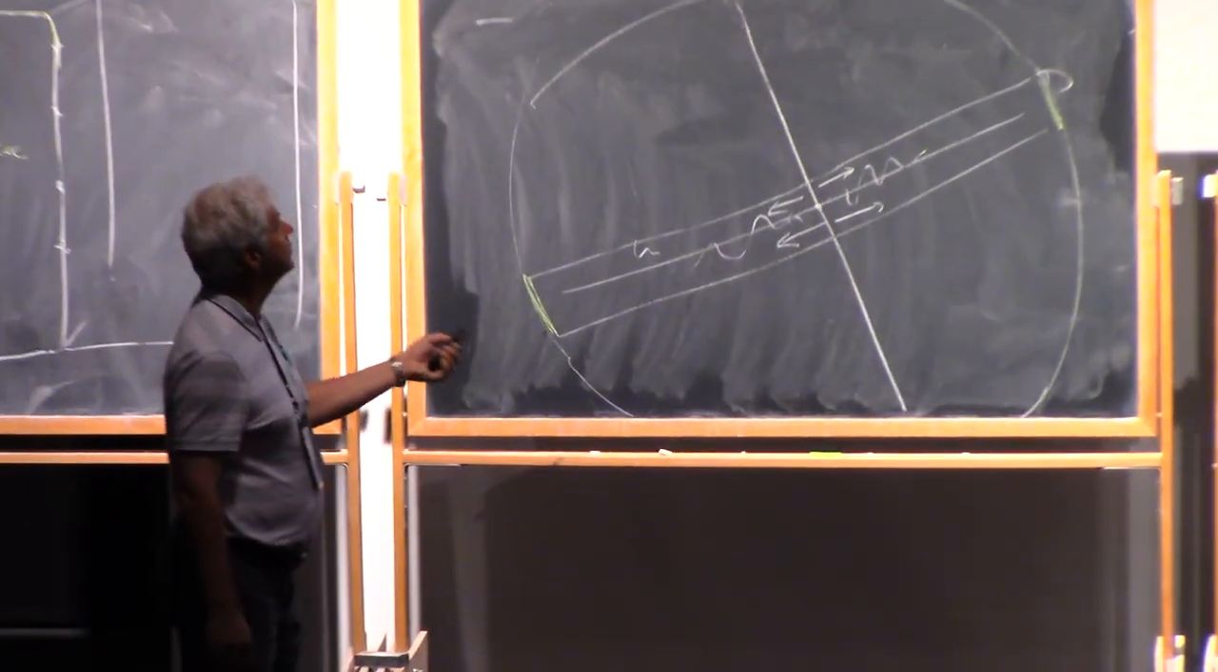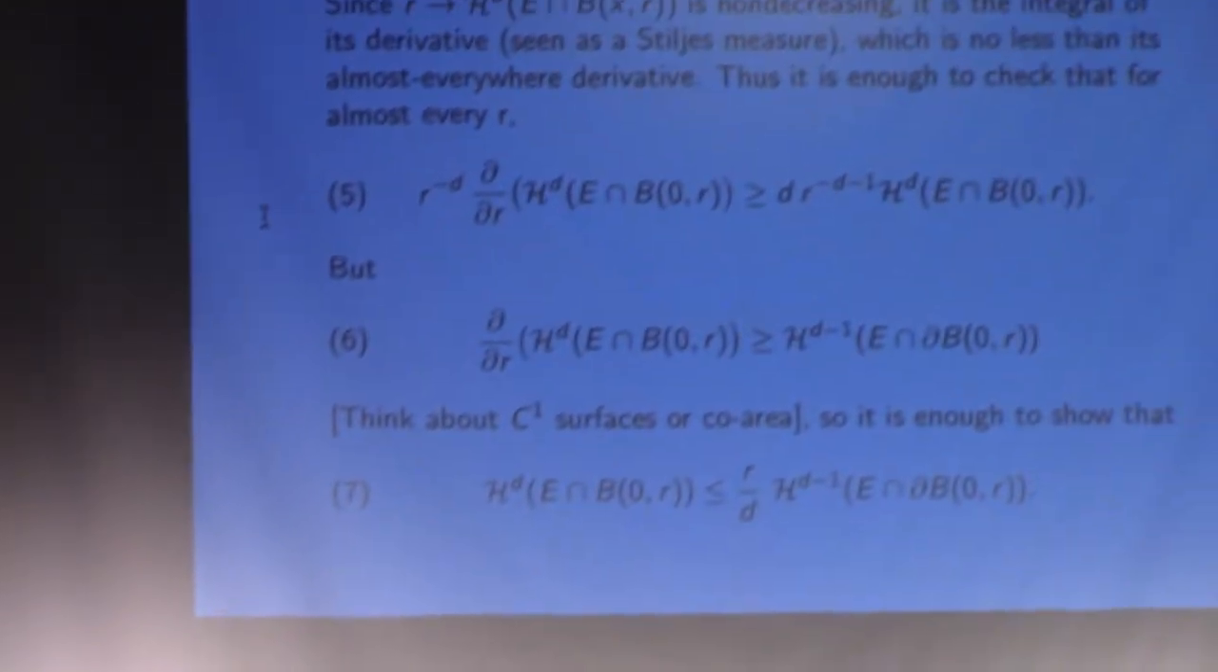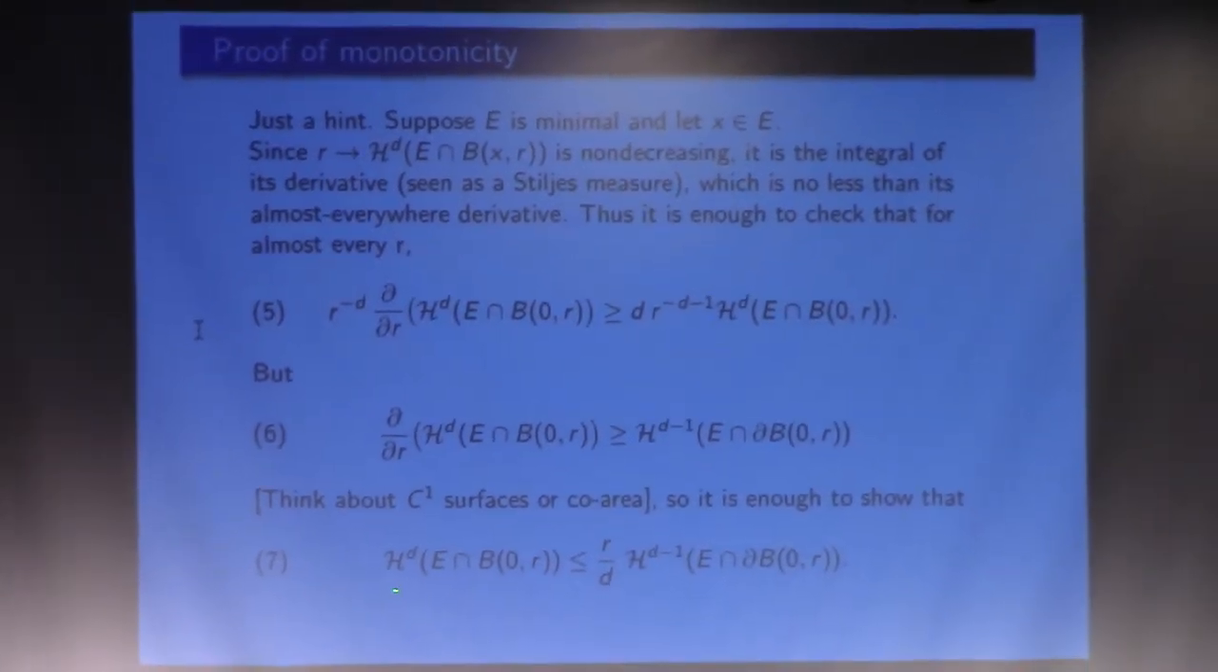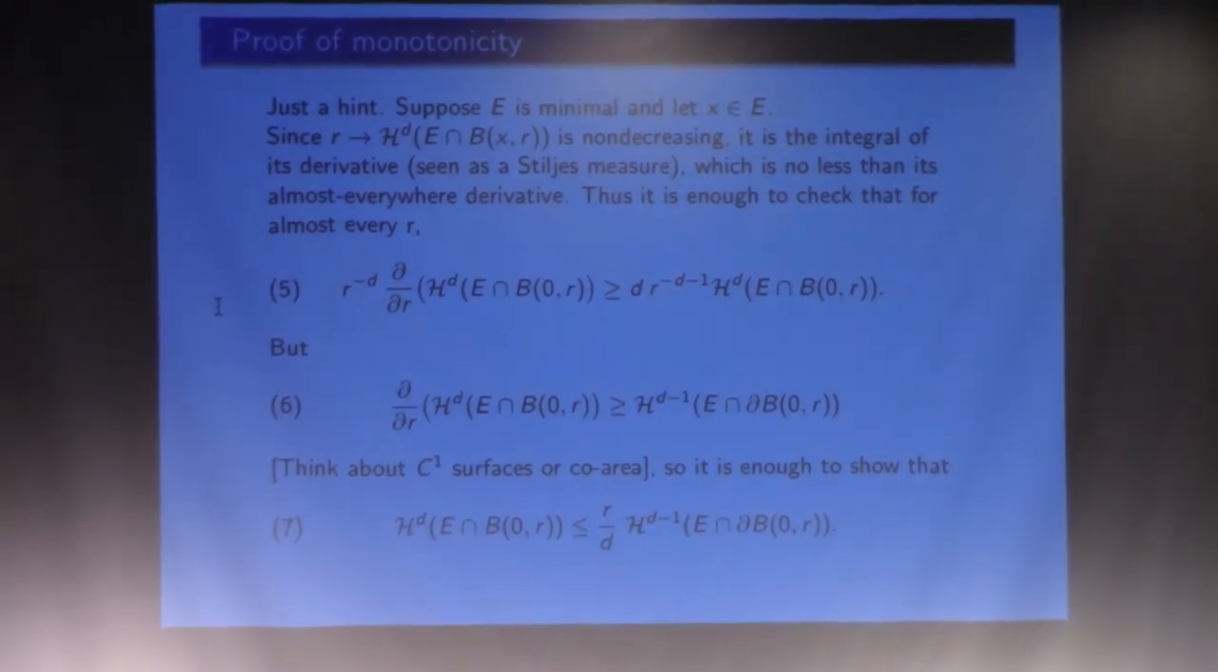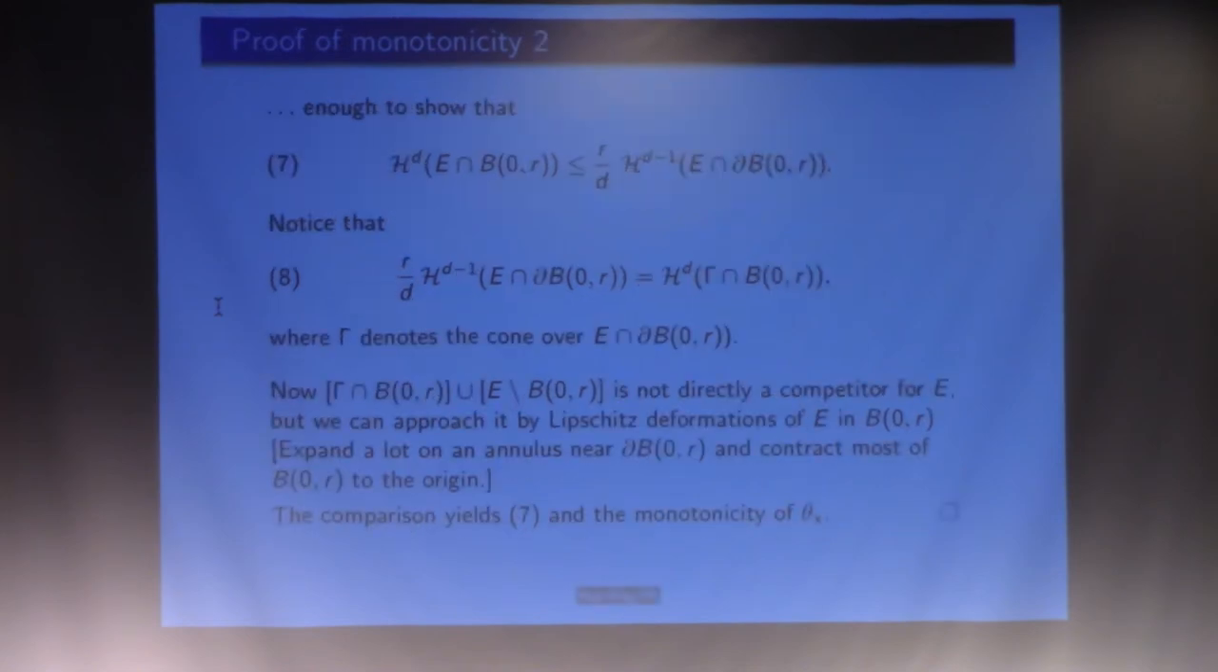Okay, sorry, so this is what I said here. And in fact, when you compute what you need to know, the Hausdorff measure inside the ball is less than some ratio times the Hausdorff measure of one less dimension of the intersection. And it just turns out that this is exactly the measure of a cone over this intersection. So in fact, what you have to prove is that the measure of the set is less than the measure of a cone over the intersection with the sphere. That's what you have to do, okay?